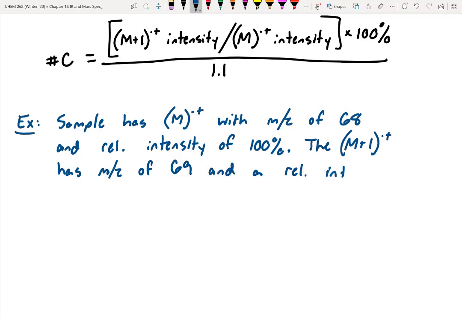And a relative intensity of 4.3%. How many carbons?